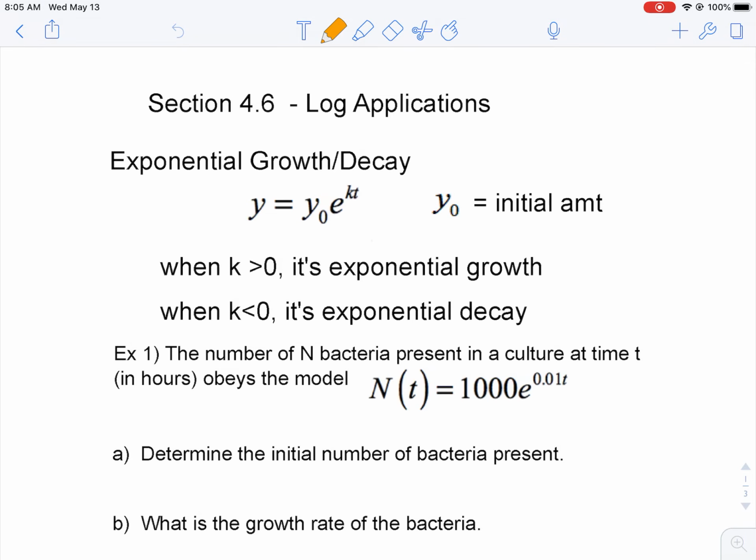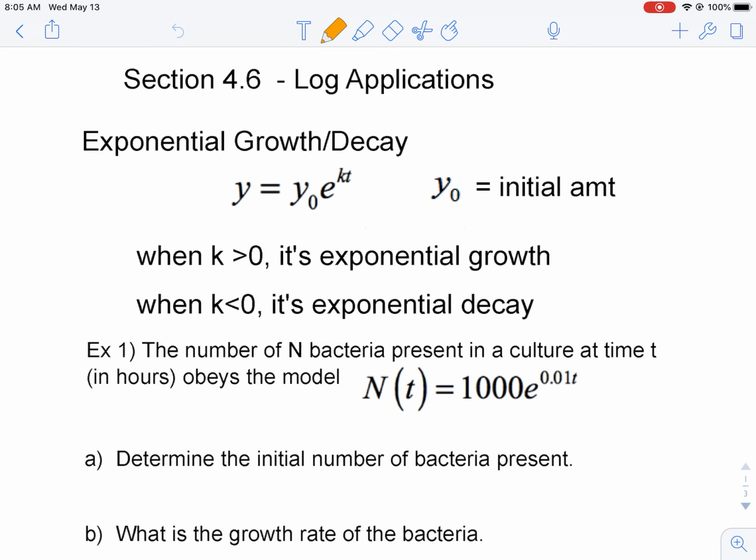All right, so today is our last distance learning lesson. Next week you'll have your review sheet on Tuesday and then test on Thursday, and then we'll be done for the year. Today we're going to talk about some applications of logarithms, and the most common one is with exponential growth or decay.